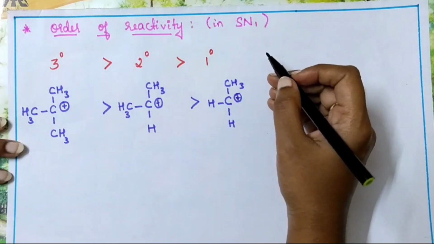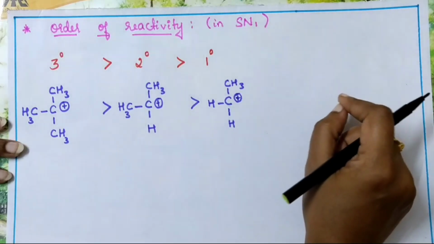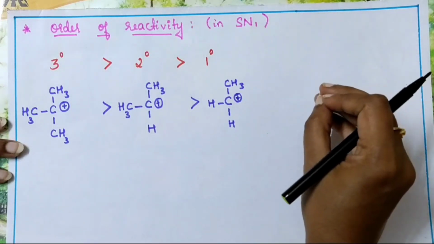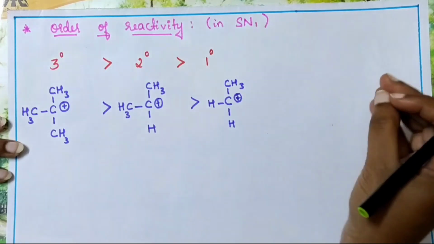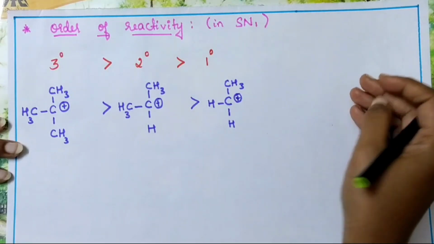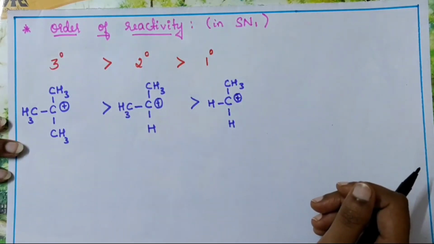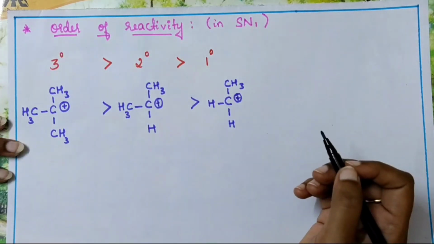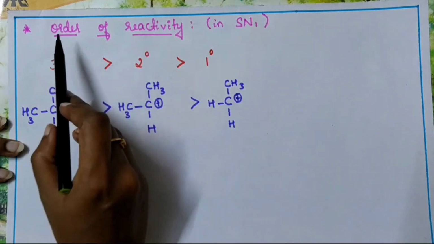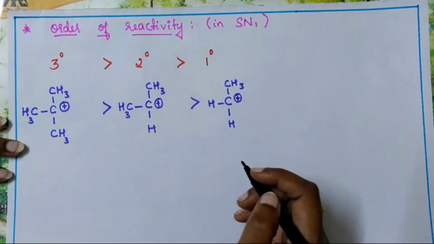Now let us see the second condition, or factor, of the SN1 reaction. The SN1 reaction takes place in two steps. In the first step, there is a formation of a carbocation, and in the second step we get the final product. So, since there is a formation of carbocation, we can discuss the order of reactivity for the SN1 reaction.